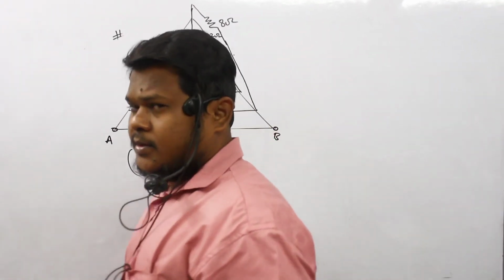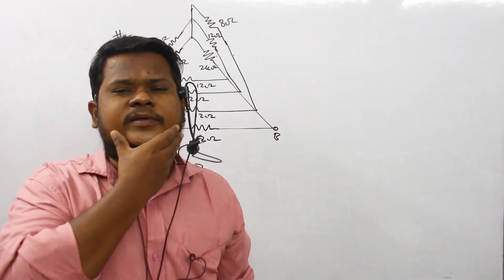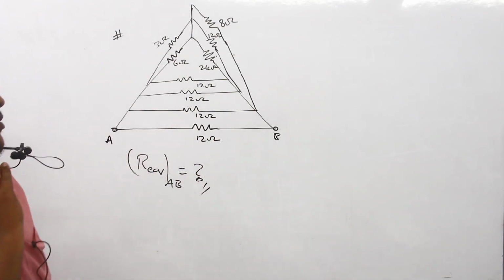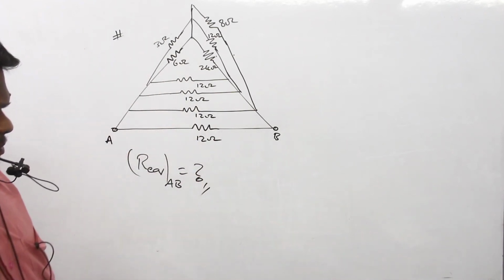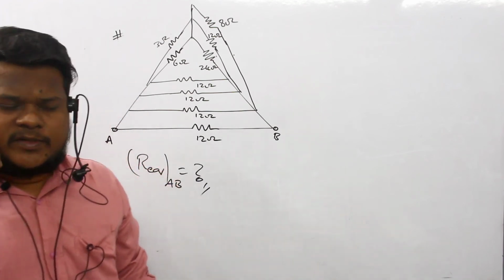Okay? So this is the arrangement of resistors. You are supposed to find out the equivalent resistance between A and B.